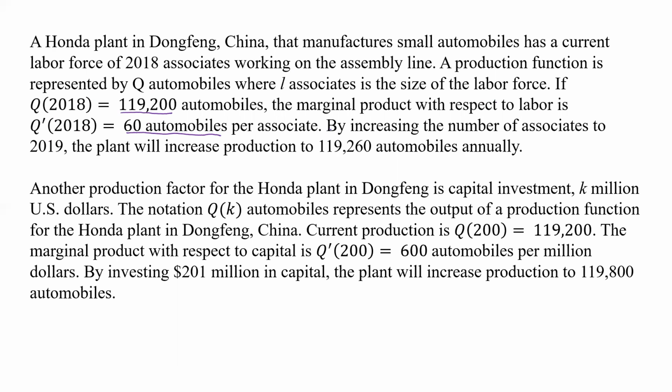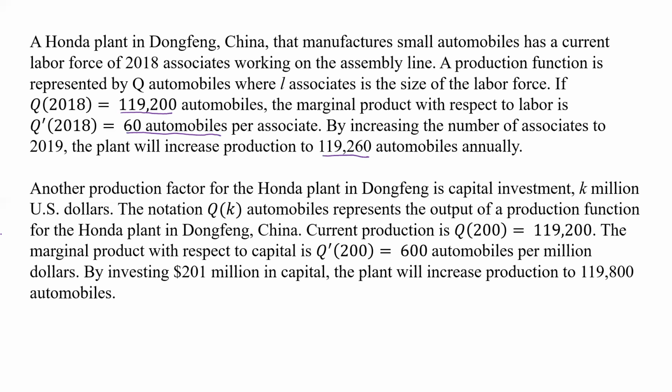Okay. So if we increase the number of associates to 2019, so we go from 2018 to 2019, that means we're going to increase it by 60 automobiles, our product function is going to change. And so it's going to change by 60. So we're going to add 60 to this. And so we're going to get out 119,260 automobiles annually. Okay, so we're just adding those 60 by each person producing one more. If we add one more person to the thing, we're going to get 60 more automobiles.